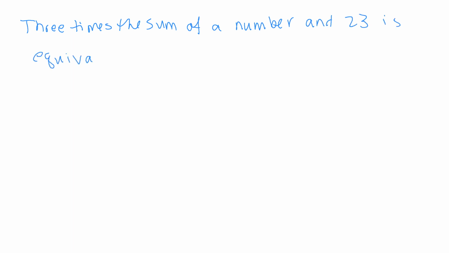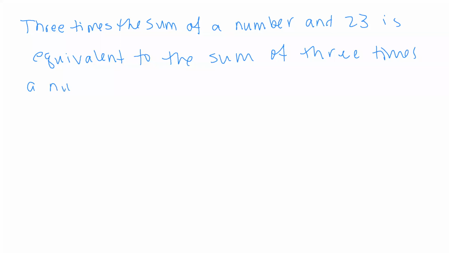So let's say we have 3 times the sum of a number and 23 is equivalent to the sum of 3 times a number and 17. Okay, so you want to look for a phrase or a word that would indicate equality, and we have that right here. Is equivalent to, that is our equal sign.